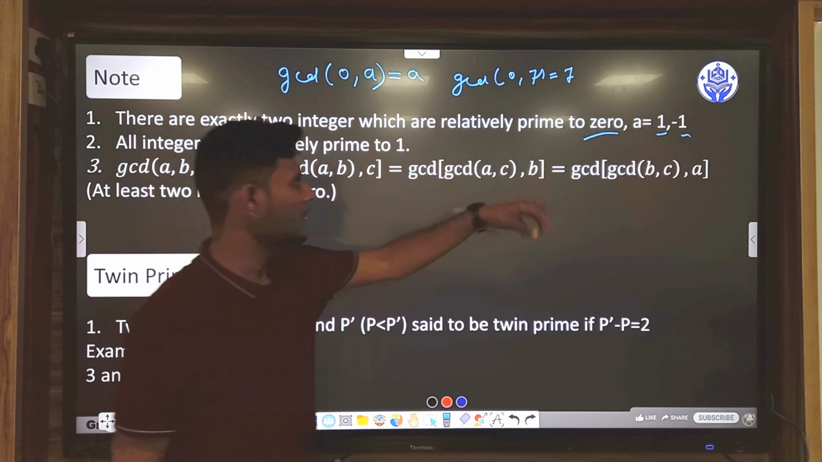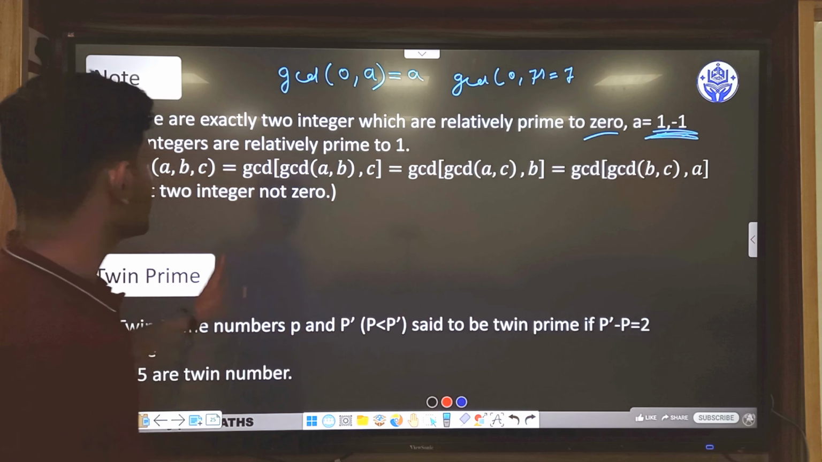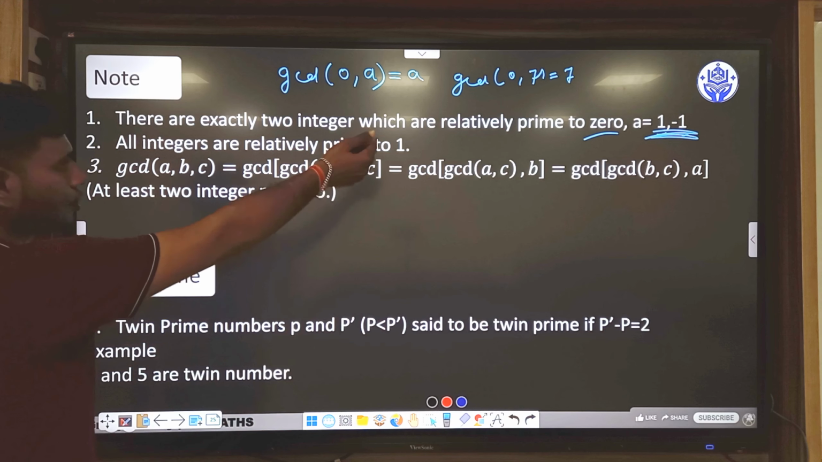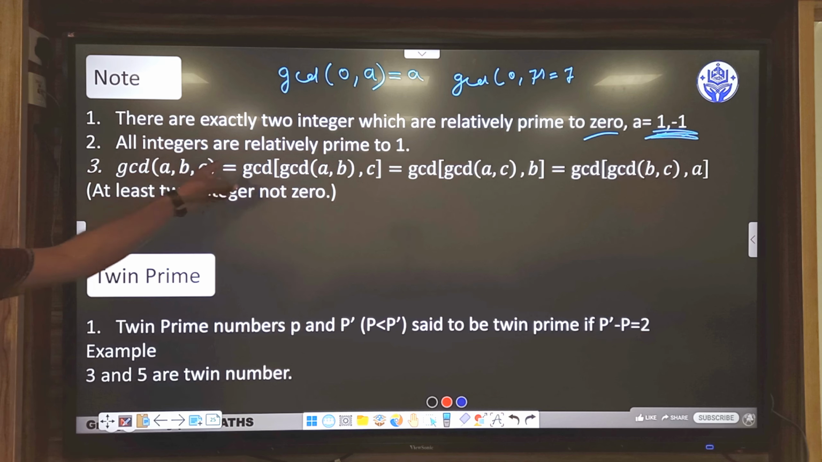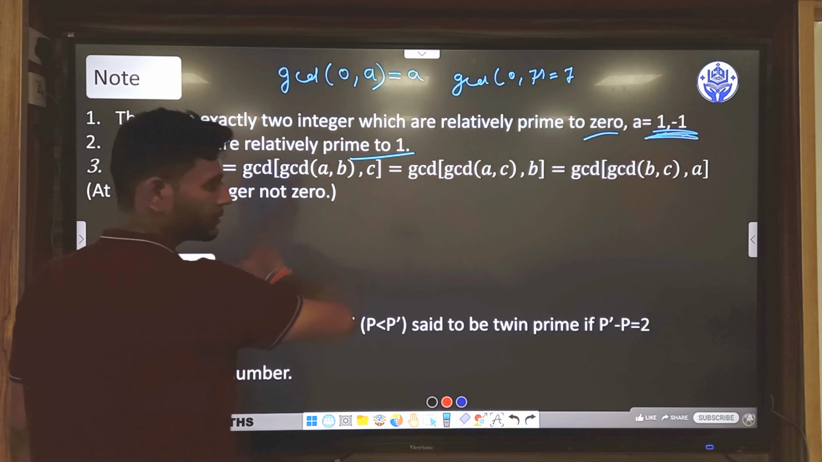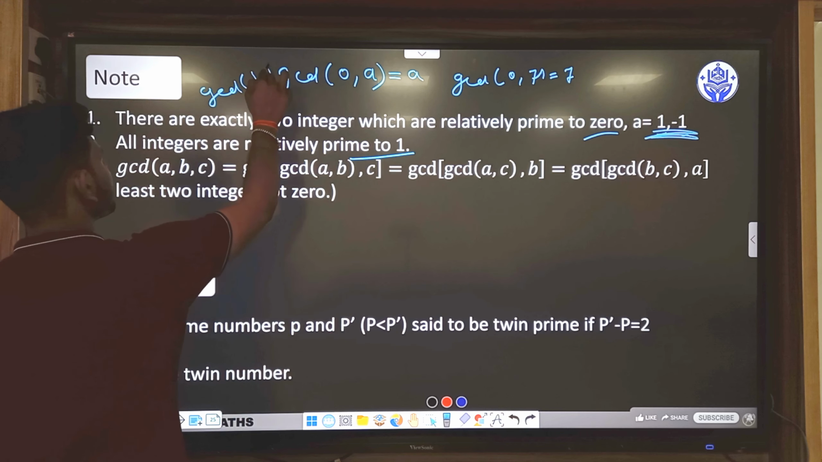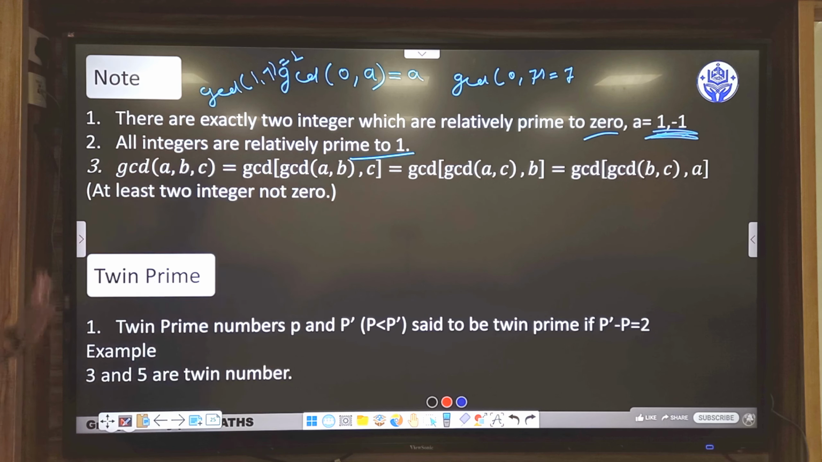So 1 and minus 1 are the only two integers which are relatively prime, or co-prime, with 0. All integers are relatively prime with 1. Yes, if you take the GCD of 1 and 7, that is 1. Again, all integers are relatively prime with 1.